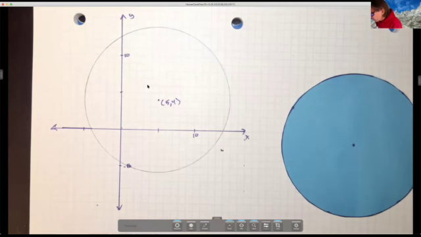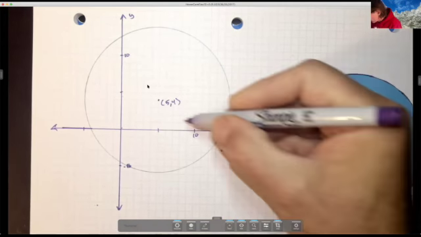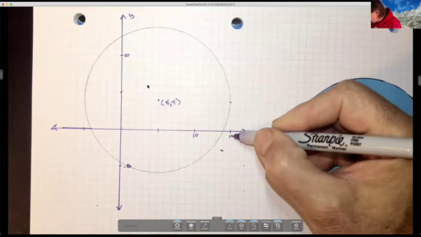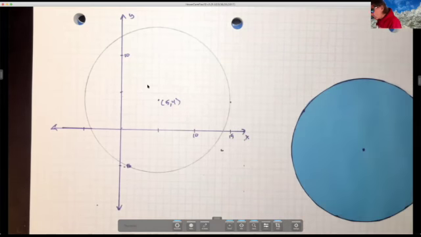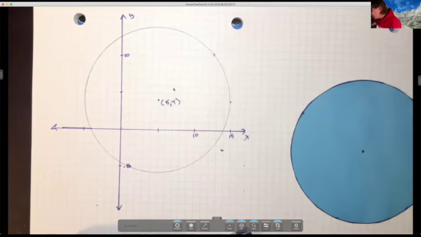Okay, now I have the circle drawn, and I might notice that the radius is 10. It starts at 5 and it goes out here to 15, and that's the radius of my circle. And every point on the circle is going to be 10 units away from the center. So I'll draw in a radius here.